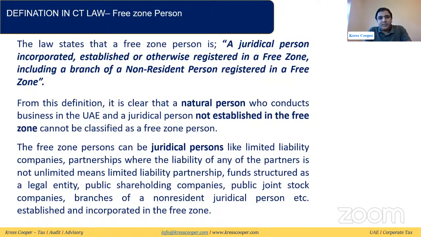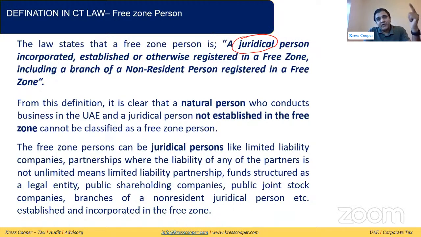The second thing is a free zone person. The first thing was free zone, the second is a free zone person, and in this definition one word is very important: juridical. Juridical persons incorporated, established or otherwise registered in a free zone, including a branch of a non-resident person registered in a free zone. So first of all, they said this is a juridical person, not a natural person.